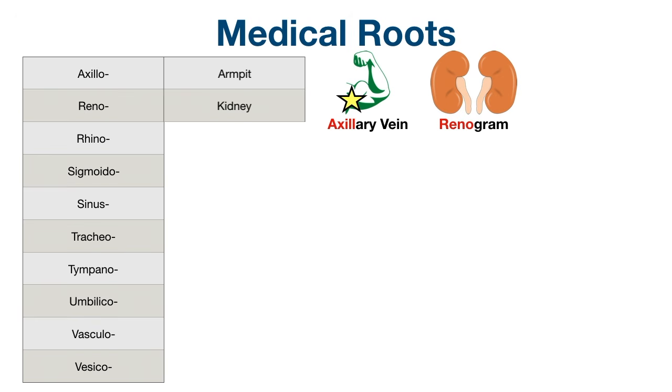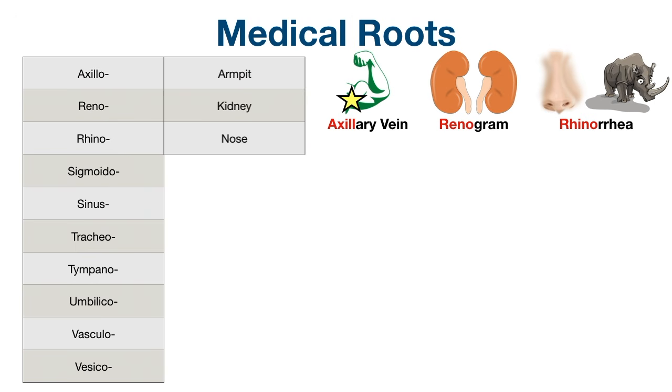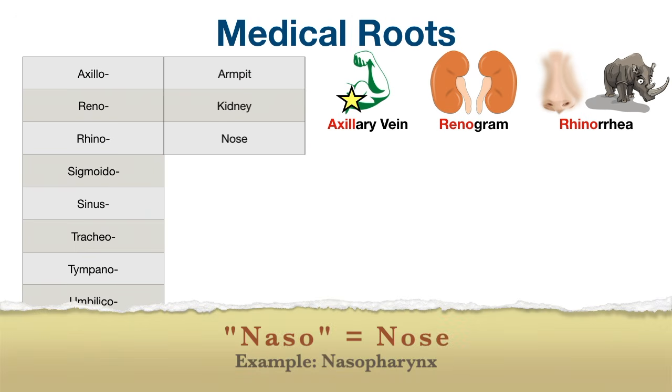You can think of a renogram or renal scan, which is a nuclear medicine test of the kidneys. It uses radioactive tracer to examine the kidneys and their function. The next root is rhino, which refers to the nose. A simple trick is to think of a rhino and its horn on its nose, and this will help you remember that rhino means nose. An example medical term is rhinorrhea, which refers to a runny nose. You might also remember from the last video that naso means nose as well.